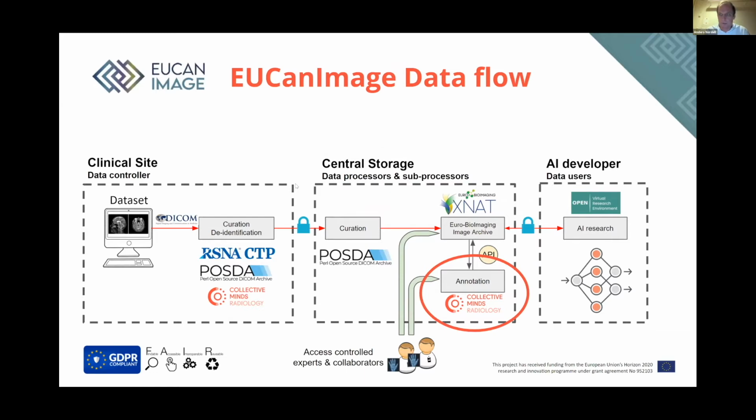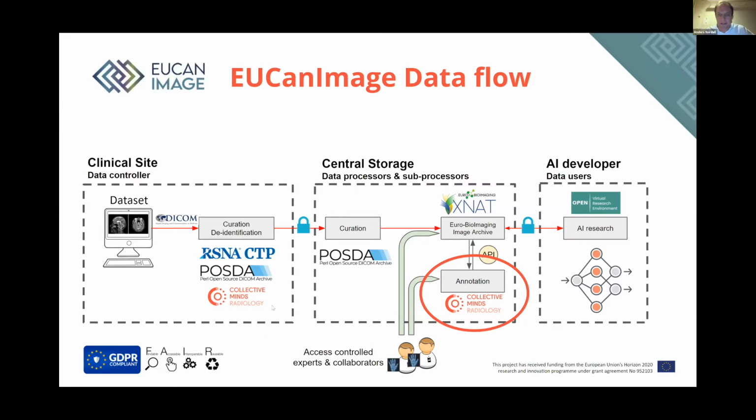Just to recap what we have learned in the previous sessions. The clinical data sets are coming from the clinical partners of the EuCanImage consortium. They are partly curated at the local site, and they're de-identified, pseudonymized, as we learned. When they arrive at the central repository, we do additional checks on the data. This is what we in EuCanImage call curation. We have a long-term archive for the data called Eurobioimaging. And then we have a specific cloud setup for doing annotation work.